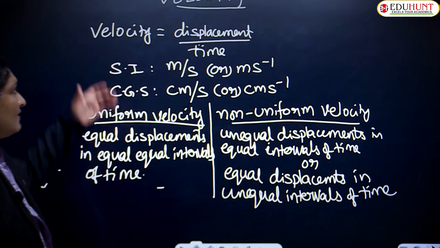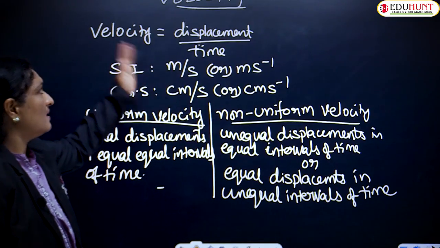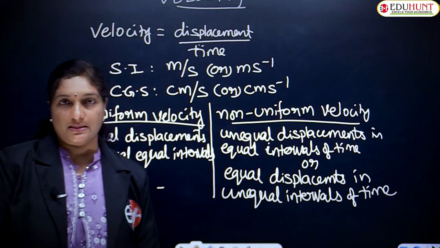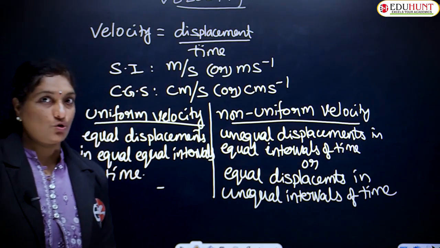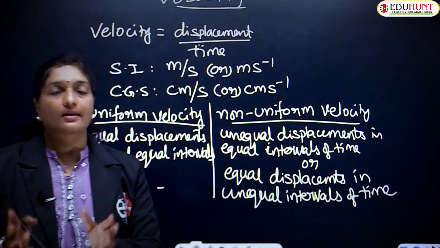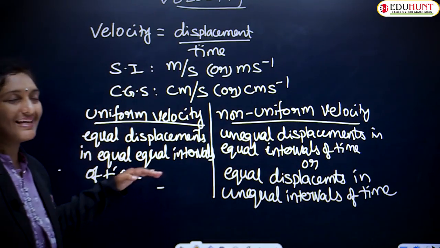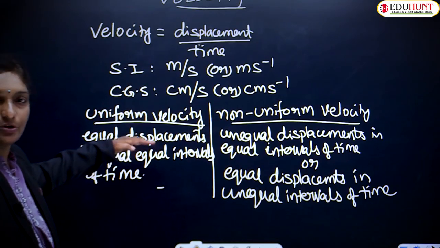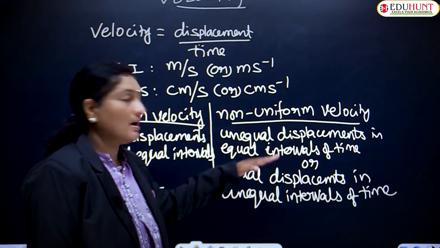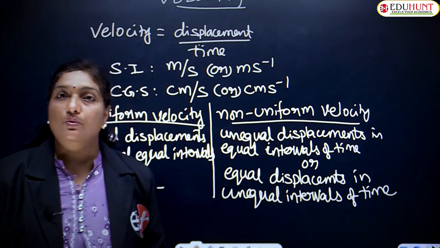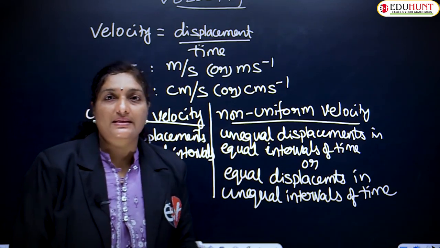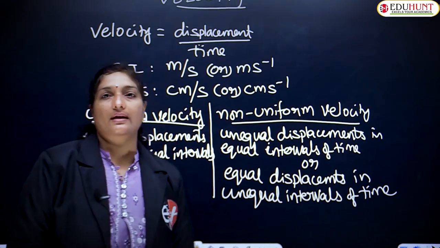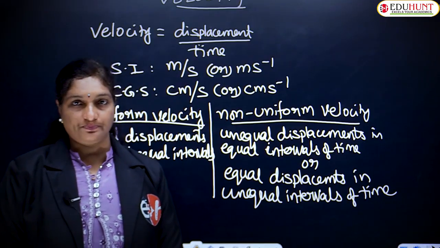So, okay children, what is velocity? The displacement per unit time is defined as velocity. The SI unit is meter per second and the CGS unit is centimeter per second. Velocities are again classified into two types, uniform velocity and non-uniform velocity. When a body covers equal displacements in equal intervals of time, then we say that the body travels with uniform velocity. Whereas, when a body covers unequal displacements in equal intervals of time or equal displacements in unequal intervals of time, however small the intervals may be, then we say that the body moves with non-uniform velocity.